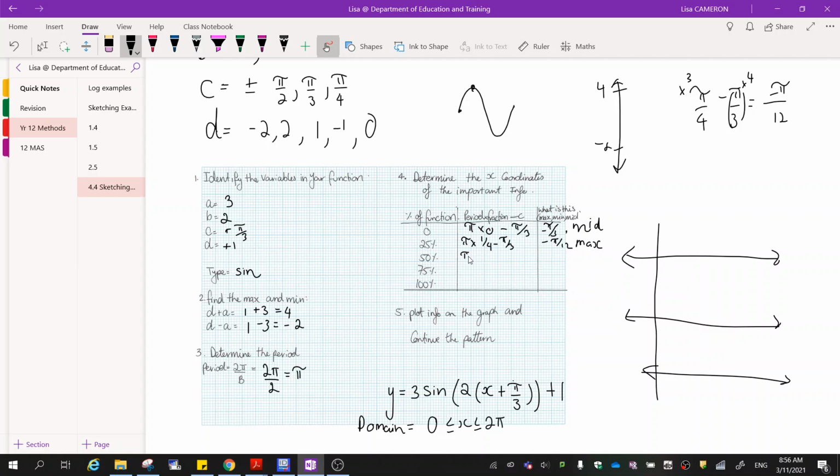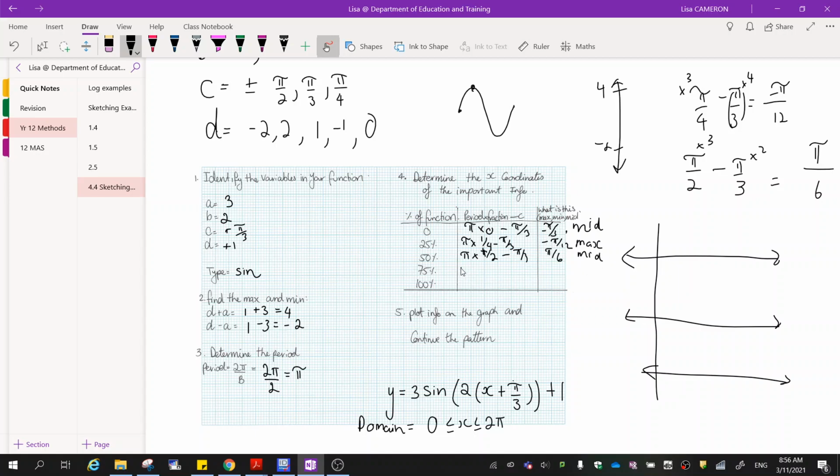Okay, now we're going to look for 50%. So pi times 1 over 2 minus pi on 3, which means I'm going to have pi on 2 minus pi on 3. And that's going to give me, now I'll times this side by 2 and I'll times this side by 3. They'll all be over 6. So I'll have 3 pi minus 2 pi will be 1 pi on 6. So pi on 6, and that's going to represent a mid.